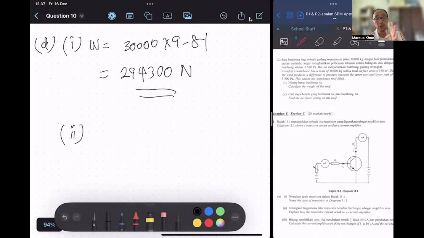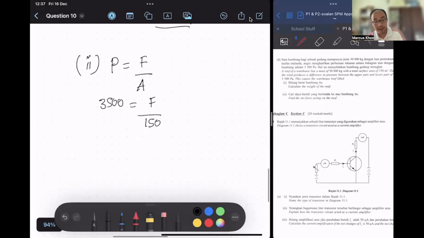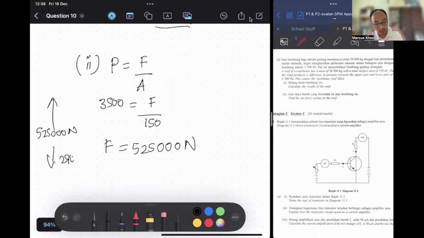First of all, we need to know what is the lift force. The lift force comes from the original pressure formula, which is P equals F over A. If you have a pressure of 3,500 pascals, and our A is 150 meters squared, our lift force is 525,000 newtons. But there's a weight of 294,300 newtons.